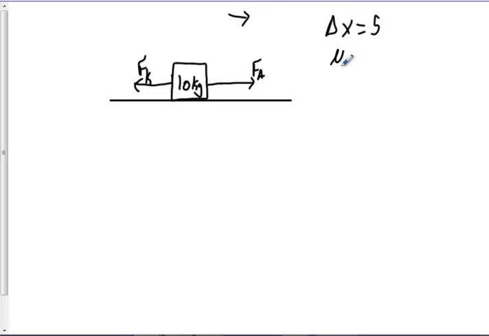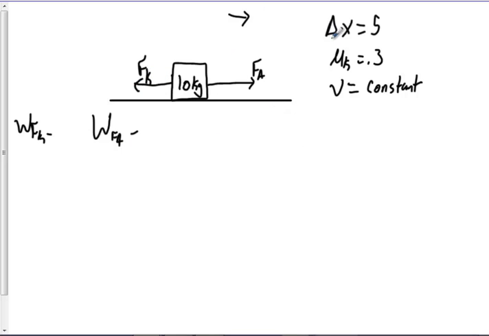And coefficient of friction equals 0.3. And let's see, the velocity here is constant. I don't care what it is, but I do care that it's constant. So what I want to know is the work friction does. I want to know the work that the applied force does, and any other things that are going on in here. Okay, so the first thing I'm going to look at is, if friction is doing work, I need to know how big friction is.